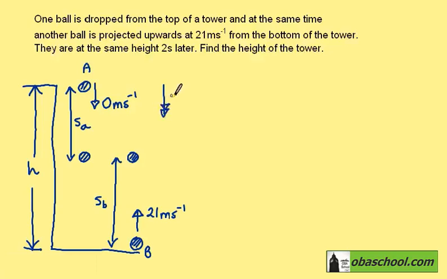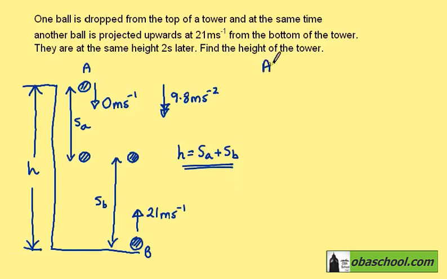Throughout the motion of both balls, the acceleration due to gravity has been 9.8 meters per second squared. It should be clear that the height h of the tower is going to be equal to SA plus SB. And this is how we're going to do the problem.